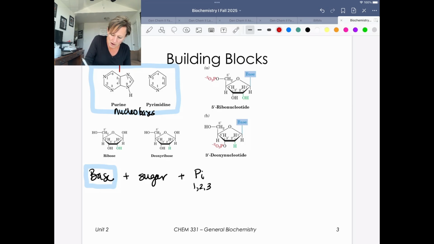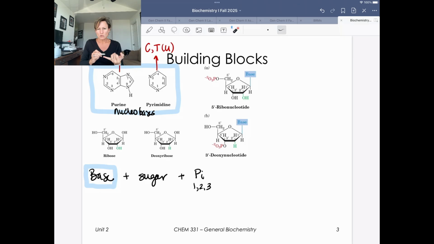And if you are of the purine nucleobase flavor, that's how we make our A's and our G's. And then pyrimidines are going to be our C's and our T's that we see for DNA. And then I'm going to put U there because that is what we see for RNA. So these are the nucleobases. You don't need to know structures of them.